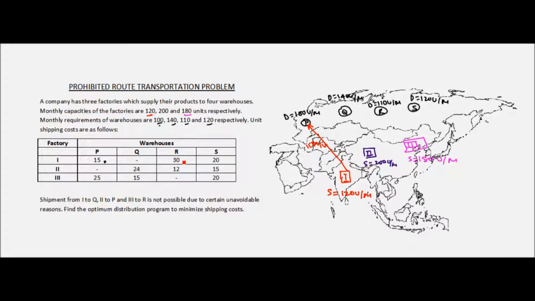From factory 1 to R, the unit cost is 30 rupees per unit. And from 1 to S, the unit cost is 20 rupees per unit. So with this information given to us, we have to find out the optimum distribution program to minimize these shipping costs. So let's find out how we can use the transportation model to solve this problem.